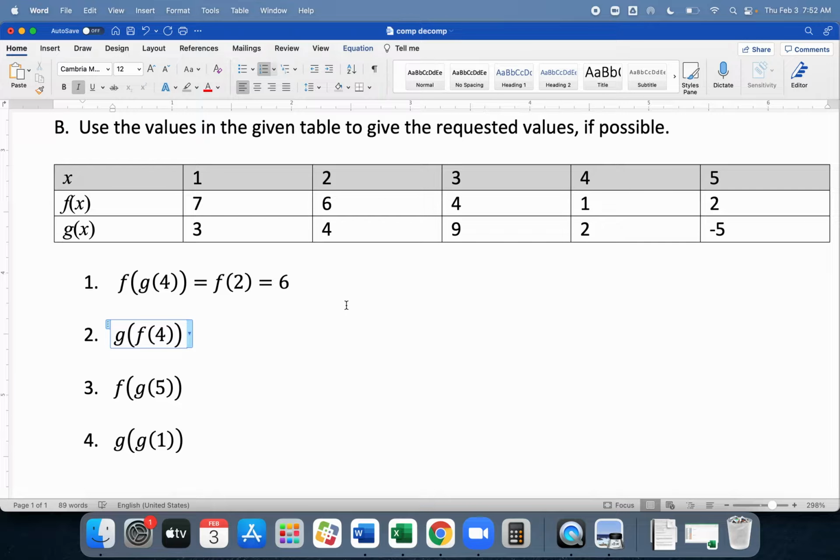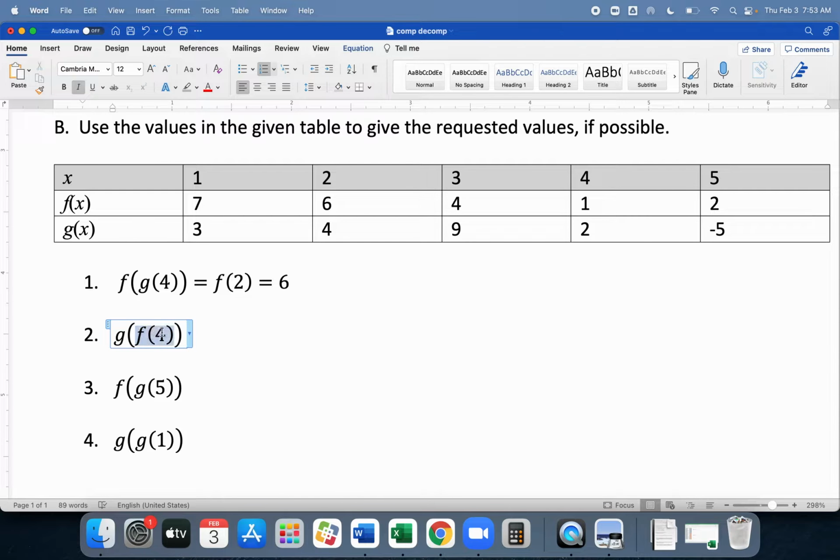Anyone have a suggestion on this one? Yeah? Would be 7. Yeah, let's see. So how did you get that? So first we got f of 4, which was 1. Mm-hmm. Oh, okay, it'd be 3. Right. Yeah, so we have f of 4. So input 4 to function f, and I get 1. And then inputting 1 to g of x, we get 3.